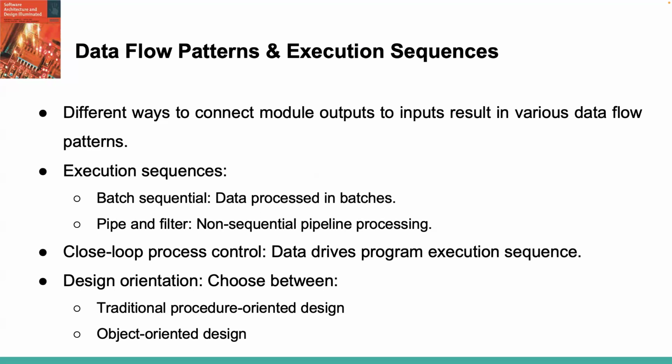And it also contains methods like calculate pay that operate on this data. So, to summarize, depending on how you want data to flow in your system, you can choose different execution sequences, such as batch sequential for systems that handle data in chunks, pipe and filter for continuous real-time processing, closed-loop process control for systems that rely on feedback from data.